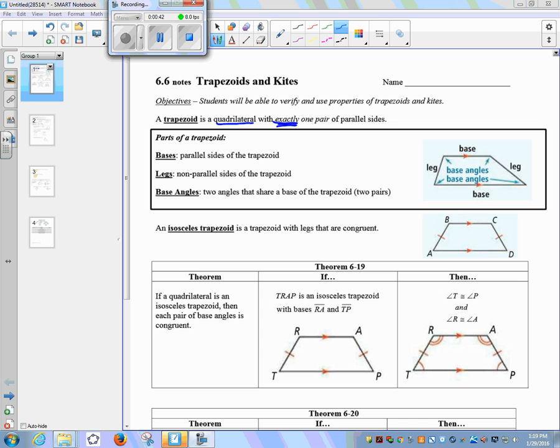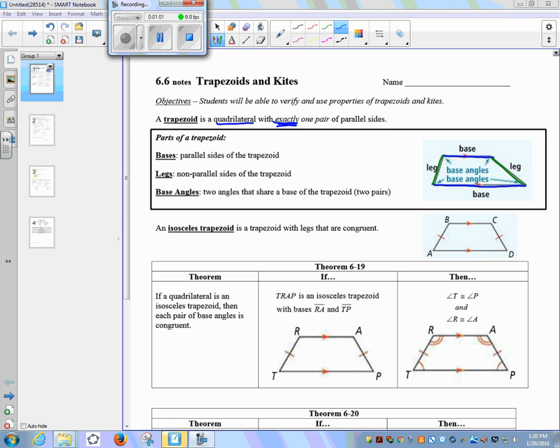There are parts of a trapezoid that have specific vocabulary. The bases are the two sides that are parallel. The legs are the non-parallel sides. So this is a leg, and this is a leg. They're not parallel to each other.